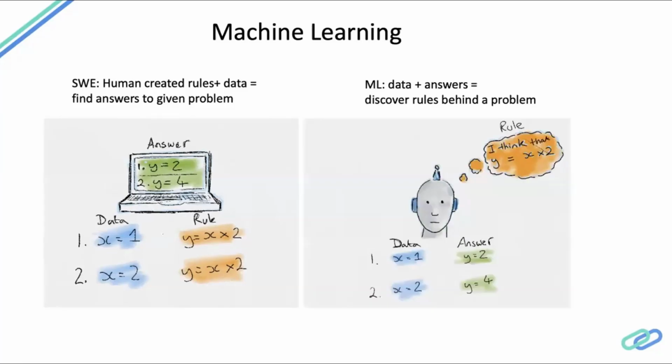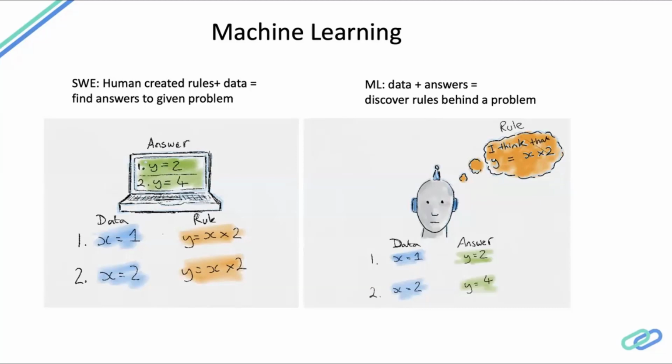Whereas for machine learning, the thing is a bit different. What you do for machine learning is you give the system the data and you give the system the answer. So you say, my data is 1 and my answer should be 2. My data is 2, answer should be 4. So it's for the machine to figure out that the rule was y equals x times 2. Right? So now you can imagine how you can use this in a vision system.